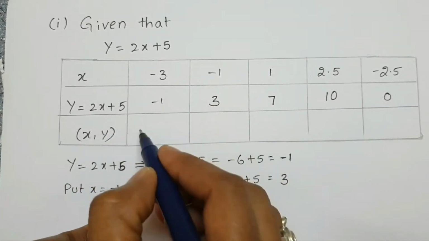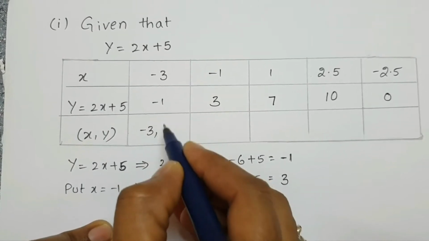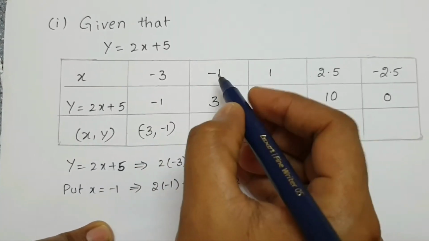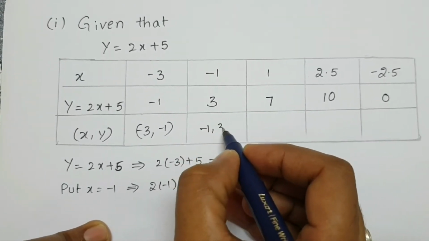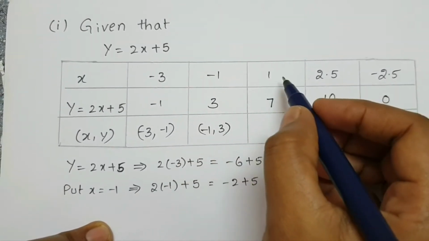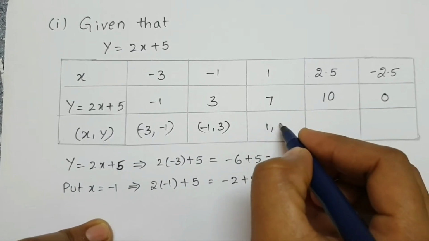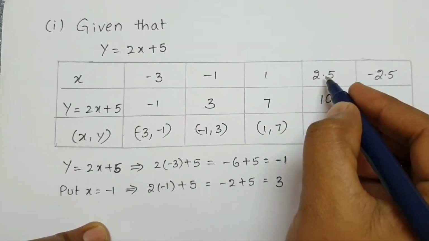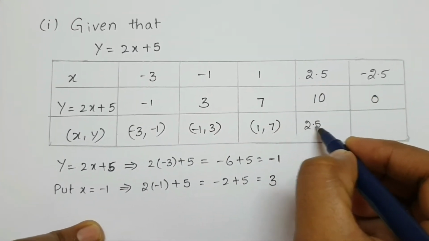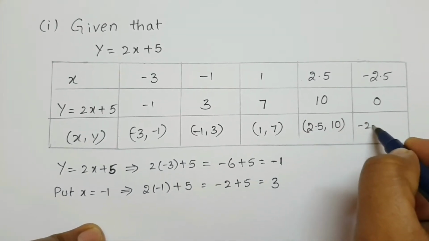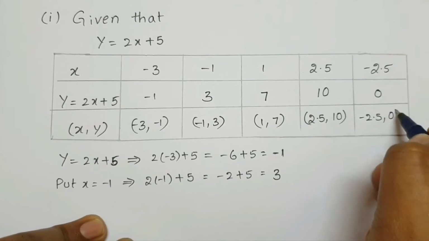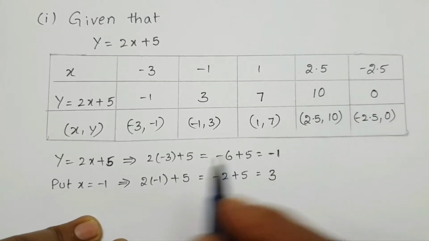So now x comma y. X equal to minus 3, y equal to minus 1. Next, x equal to minus 1, y equal to 3. Here x is the x ordinate, y is the y ordinate. So x equal to 1, y equal to 7. Next, x equal to 2.5, y equal to 10. Next, x equal to minus 2.5, y equal to 0. Now see this graph.